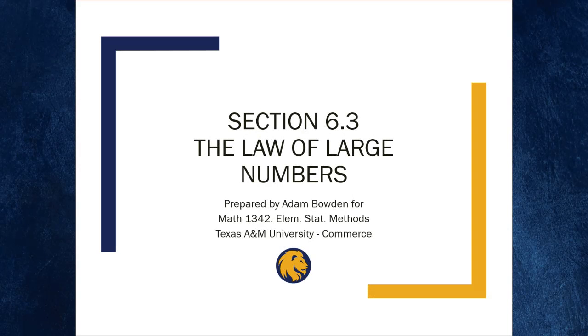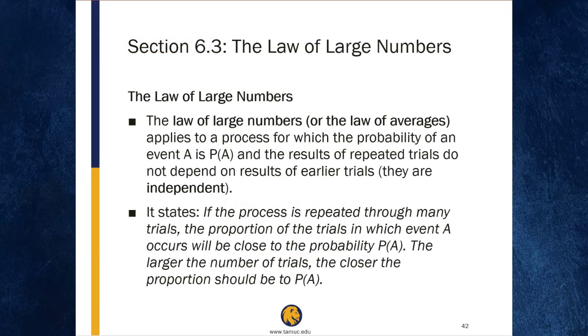Section 6.3 talks about the law of large numbers. The law of large numbers, also called the law of averages, applies to a process for which the probability of an event A is P of A, and the results of repeated trials do not depend on results of earlier trials. They're called independent for this reason.